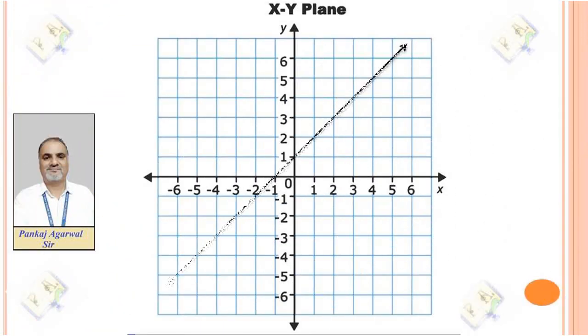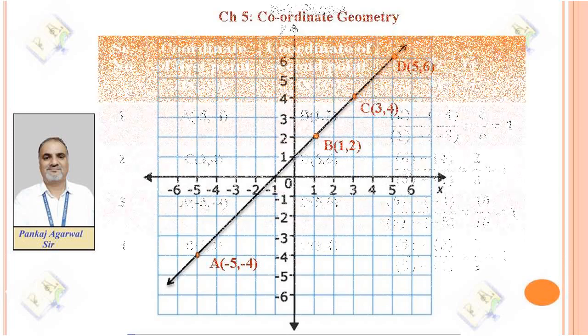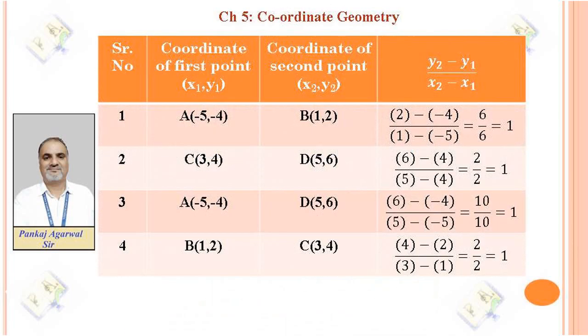Consider an xy plane with a line on it. Consider the point A with coordinates (-5, -4), B (1, 2), C (3, 4) and D (5, 6). Look at all these 4 points, which are on the same line. So, we will find the ratio of these coordinates as follows.